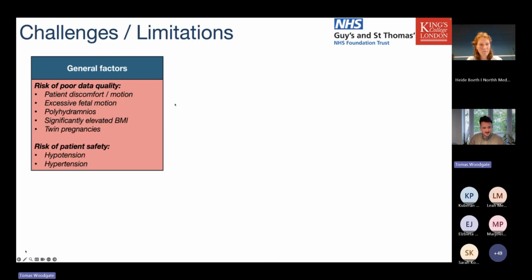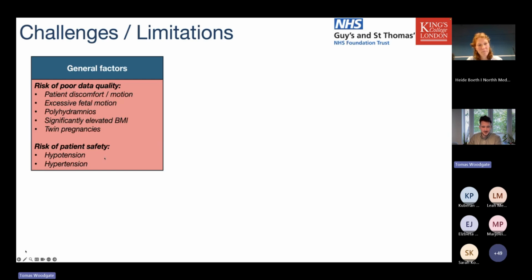There are also some things that are related to risk of patient safety during the scan. As we scan supine, sometimes patients can develop hypotension. That's relatively uncommon, and if it does happen, we would just move them to the left lateral position, but it's certainly a consideration. So we do put monitoring equipment on during our scans.